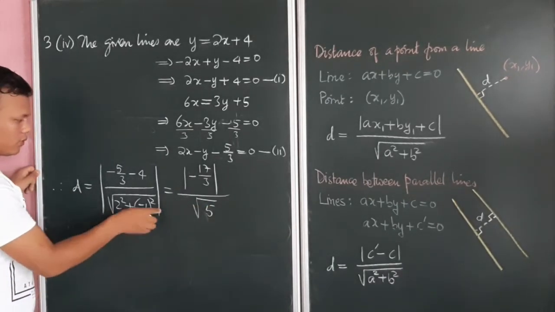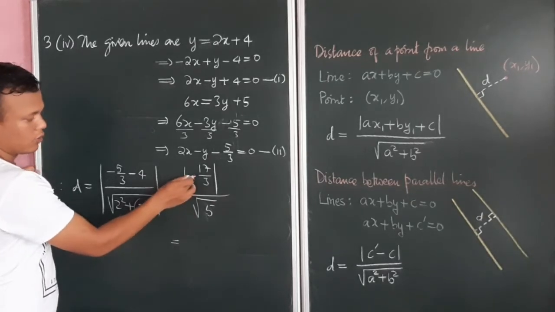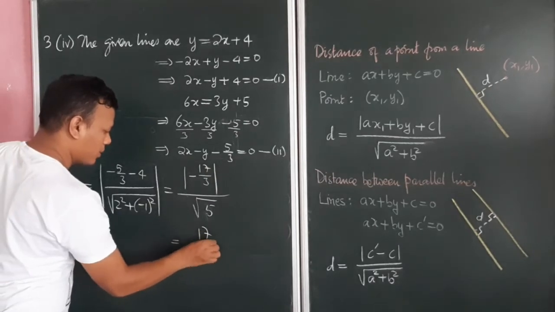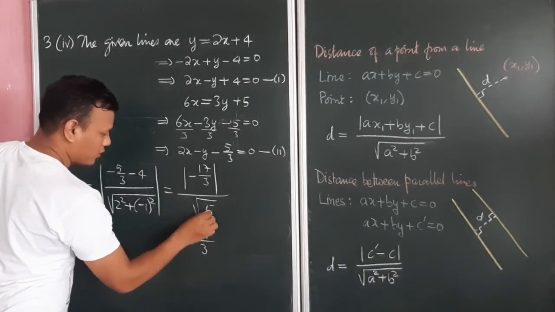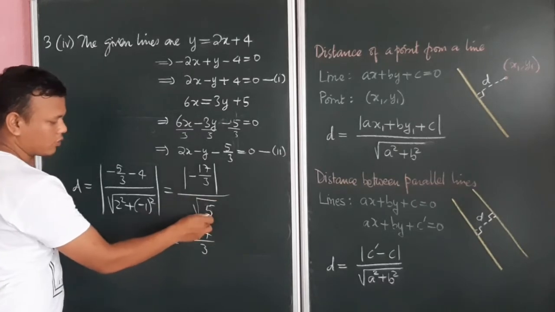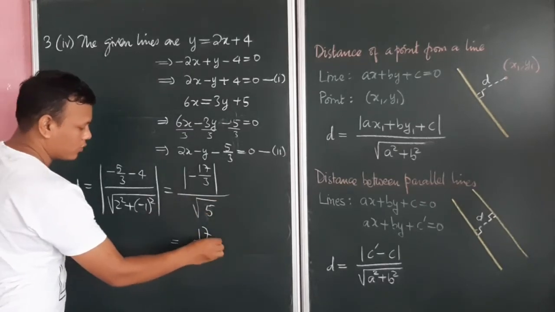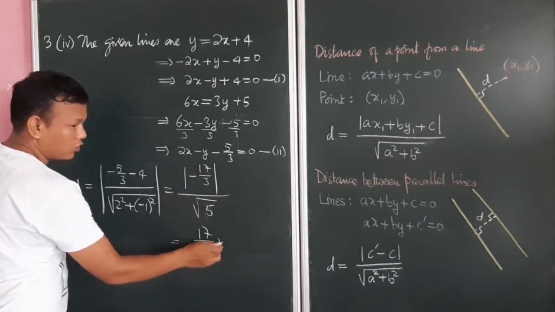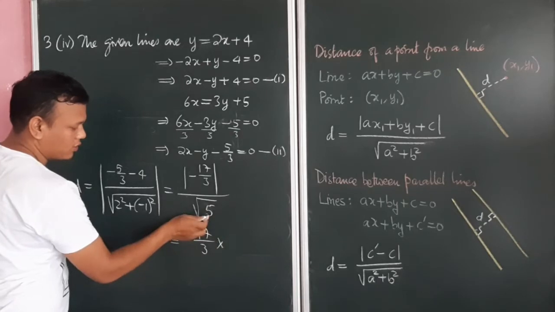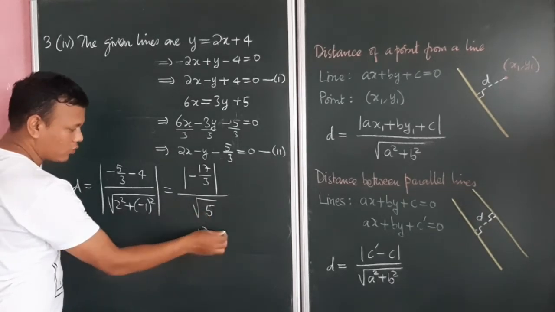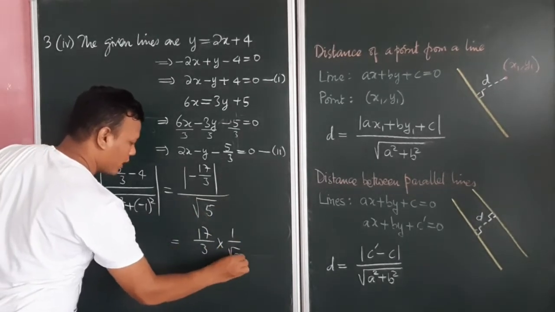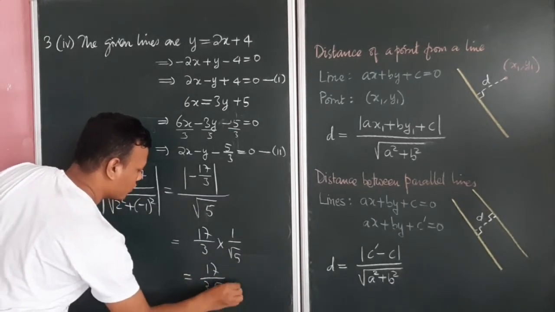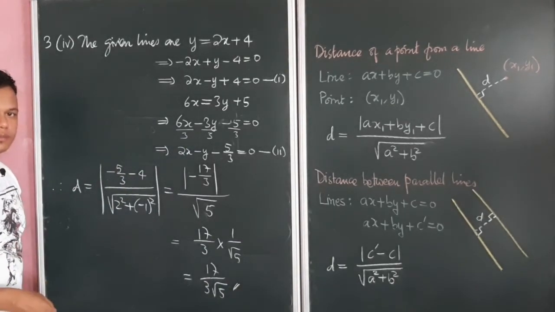So this is 4 plus 5, right? So this negative becomes positive because of this modulus sign. We have 17 by 3, and this is whole divided by the square root of 5, right? So this root 5 in the denominator can be written as 1 by root 5. So my answer will be 17 by 3 root 5. So you may pause the video to note this down.